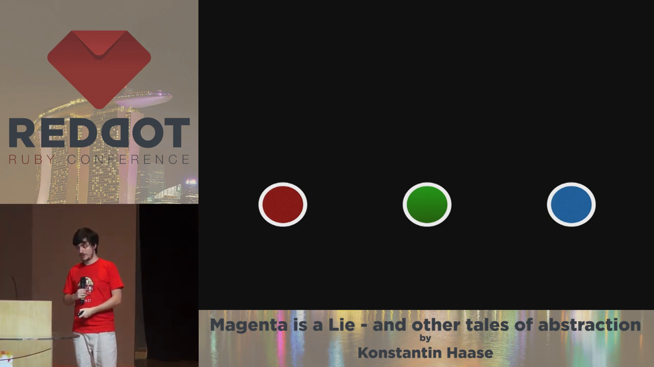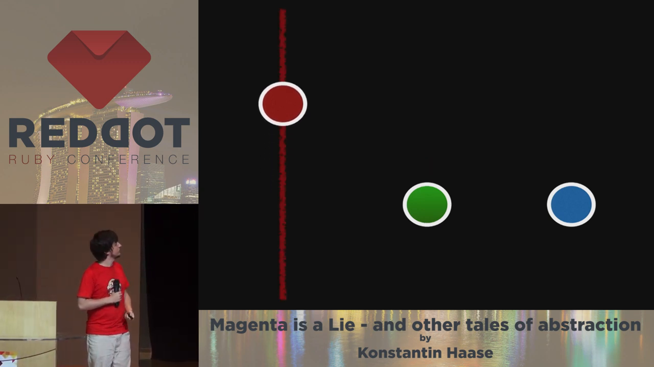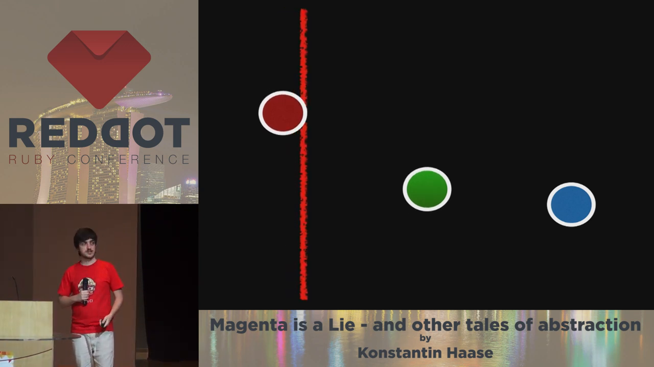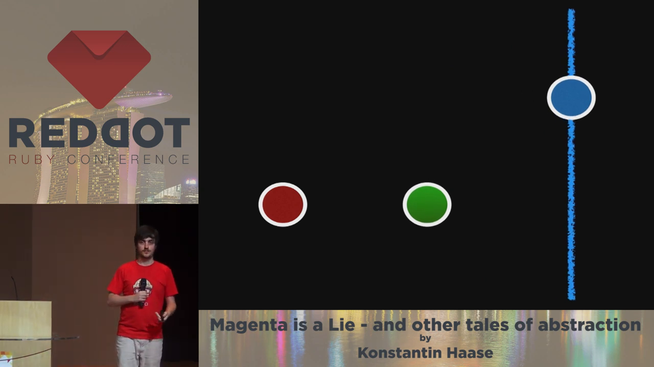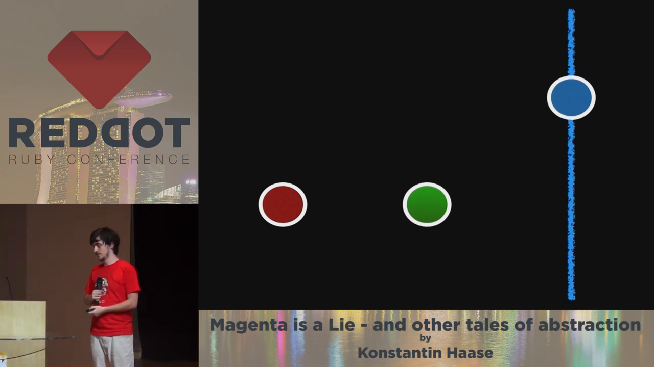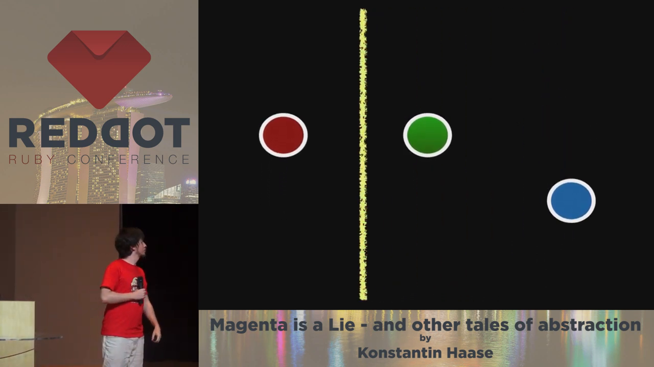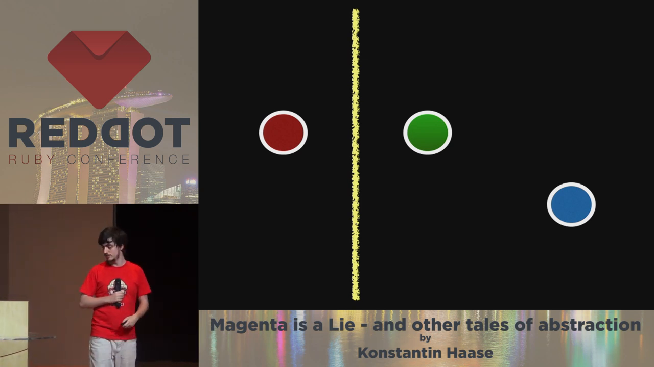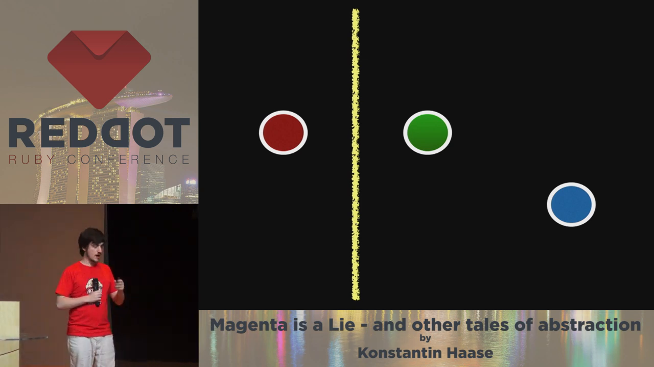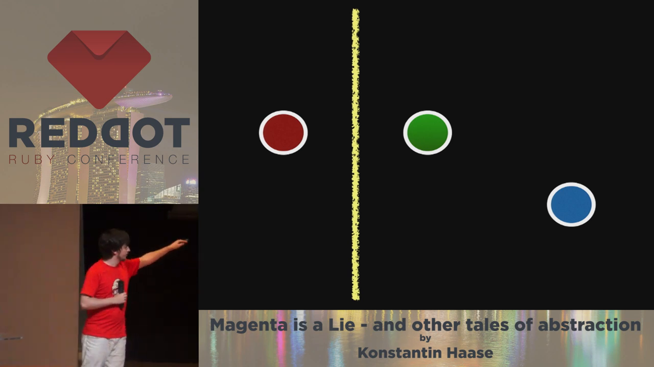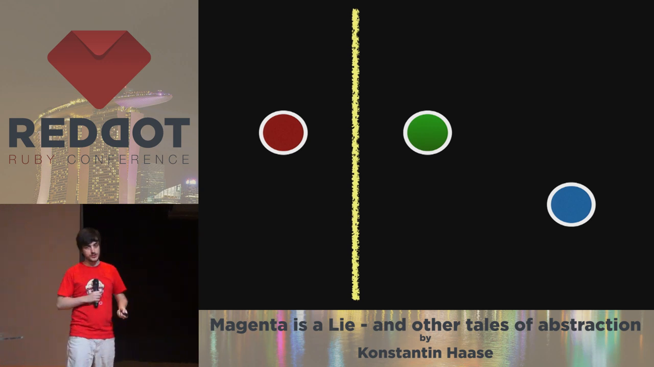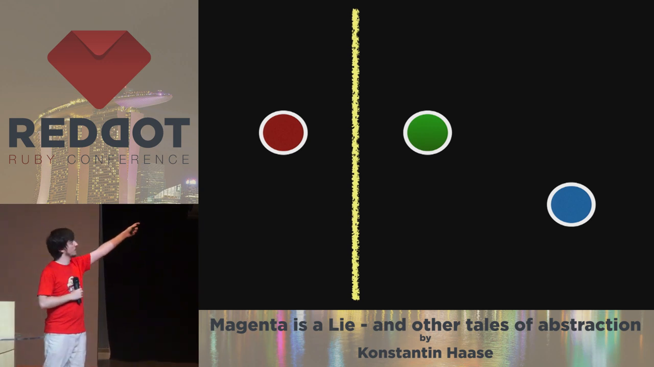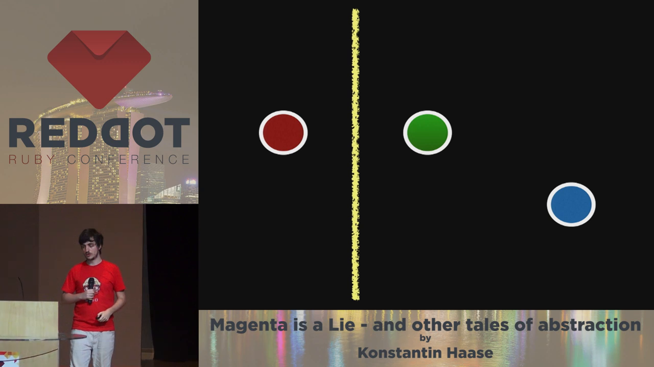So if we have a sensation in red, we see red. We have a sensation in green, we see green. We have a sensation in blue, we see blue. If we have a sensation in both red and green, we see yellow. Because our brain assumes that, imagine the x-axis being the wavelength, our brain assumes that we see light with the wavelength that corresponds to yellow.